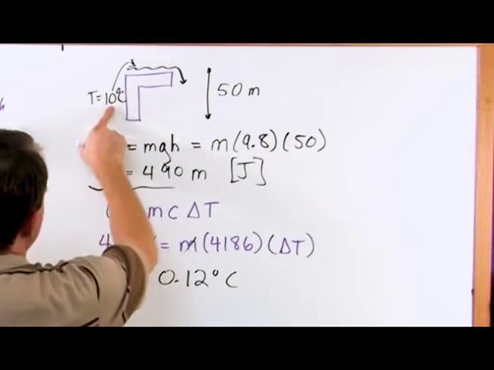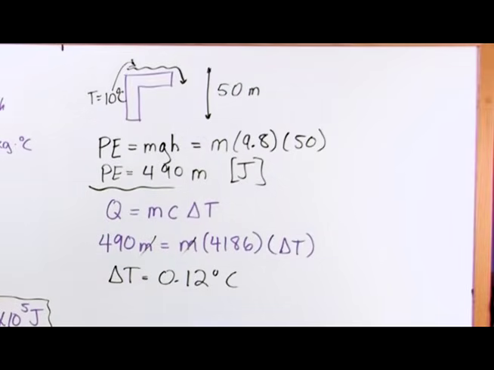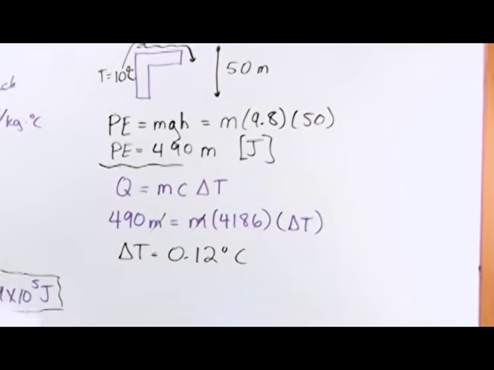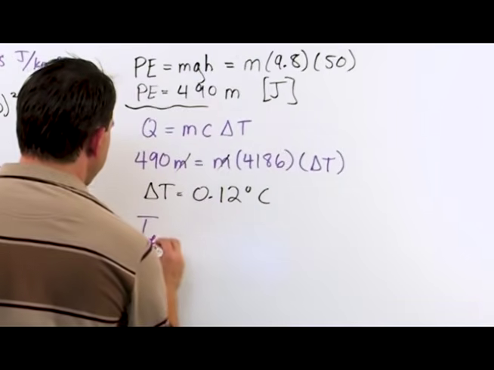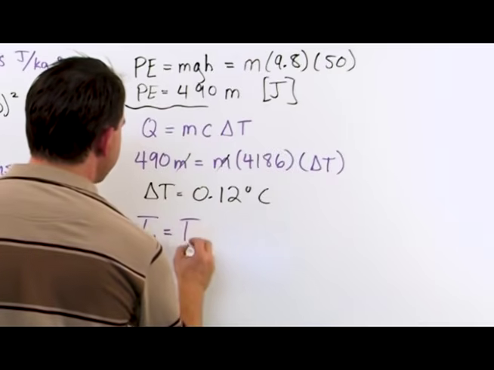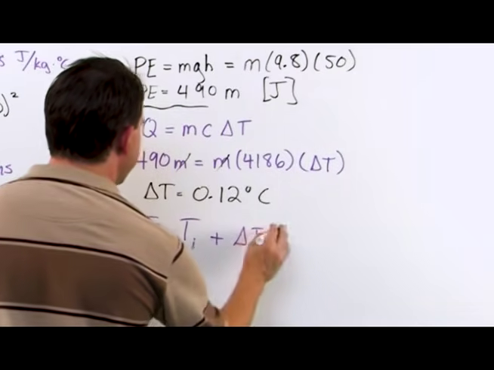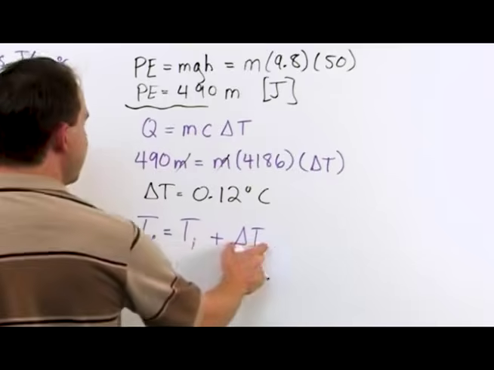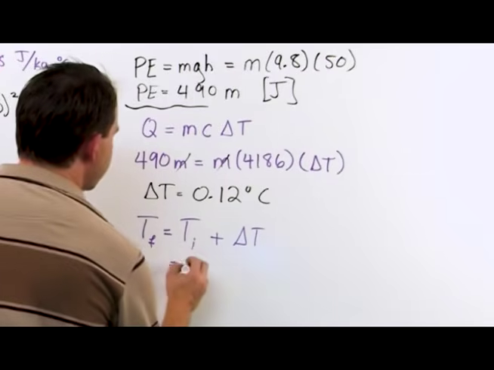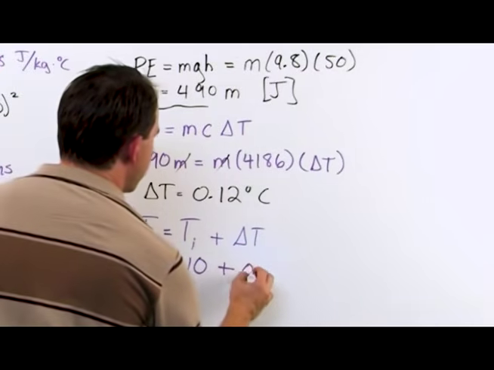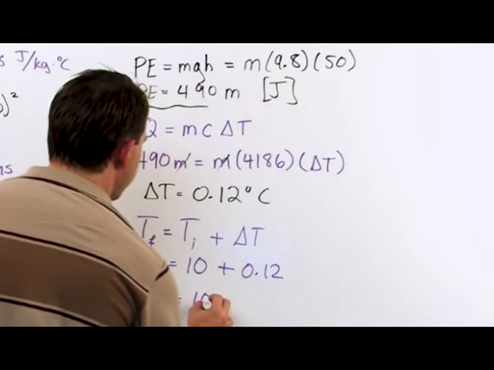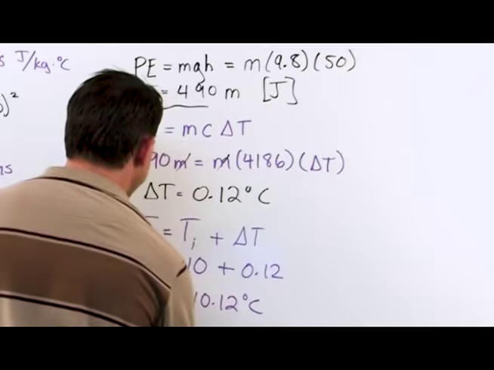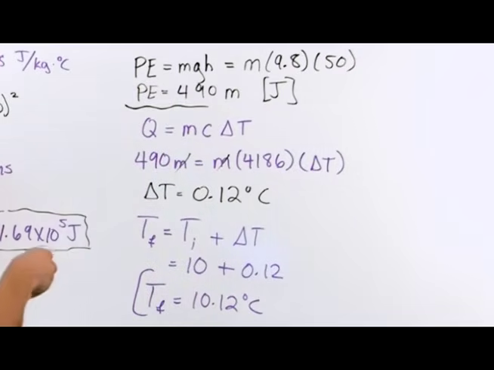But we noticed that we started with 10 degrees Celsius water. The question clearly states, calculate the temperature of the water at the bottom of the falls. So the final temperature is going to equal the initial temperature plus the change in the temperature. How much did we start with temperature-wise? How much temperature did we increase? So it's going to be 10 plus 0.12. So the final temperature of the water is 10.12 degrees Celsius. So it increased just a smidgen. The temperature of the water increased just a little bit.